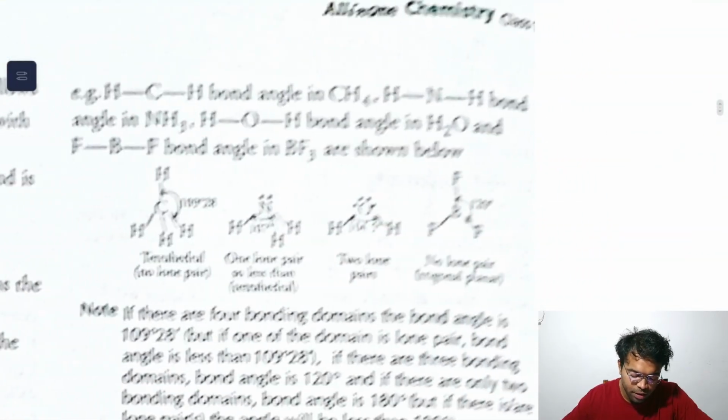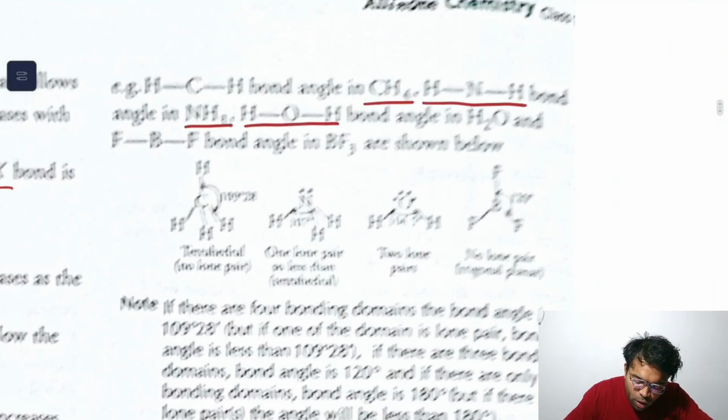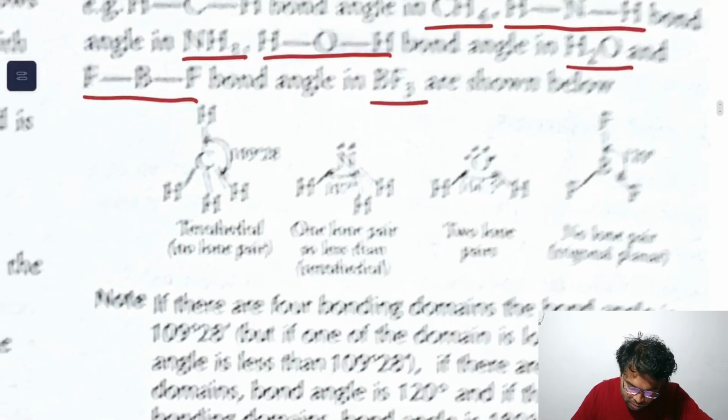Okay, let's move on next. So, for example, HCH bond angle in CH4, HNH bond angle in NH3, HOH bond angle in H2O, and FBF bond angle in BF3 are shown in the figure. Oh my God, the scan did not go well. This is 109 degrees 28 minutes.